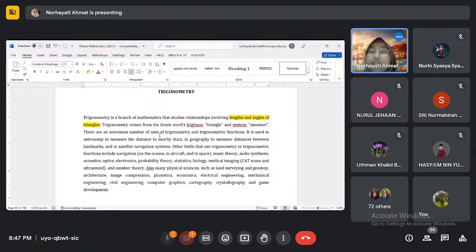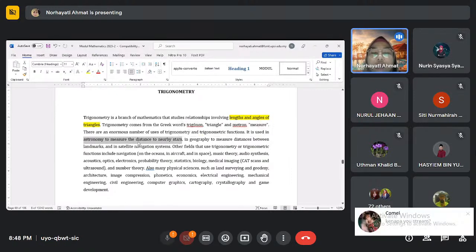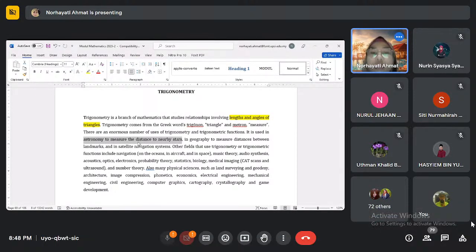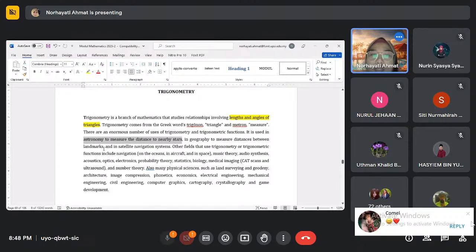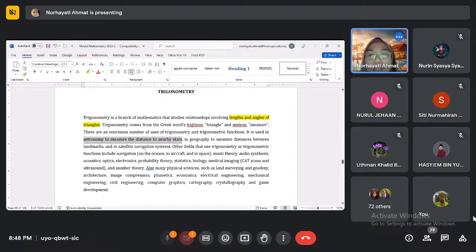We have the tangent function. So all of these are trigonometric functions. We always use trigonometry in astronomy to measure the distance of stars. Because it's very far, we need to relate the distance with angles. We also use trigonometry in geography to measure distance between landmarks and in satellite navigation systems.